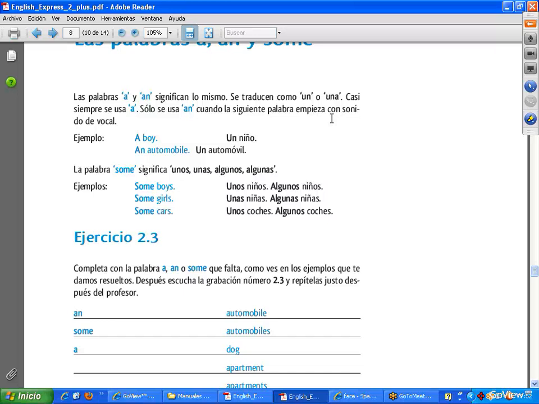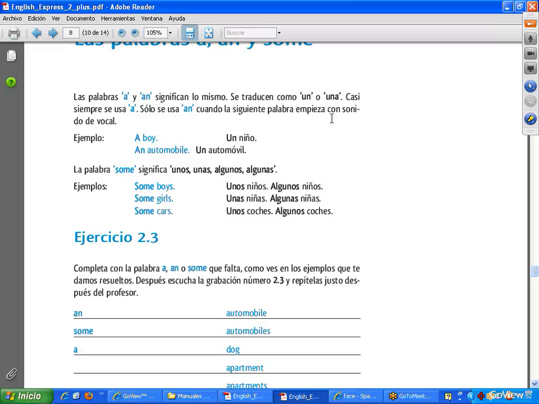Think of the sky at night. Anoche, last night, I saw the moon. Porque hay solo una luna. I saw the moon. But there are many stars. And last night I saw a particular star. A star. Now, we use some for plurals. Some stars.